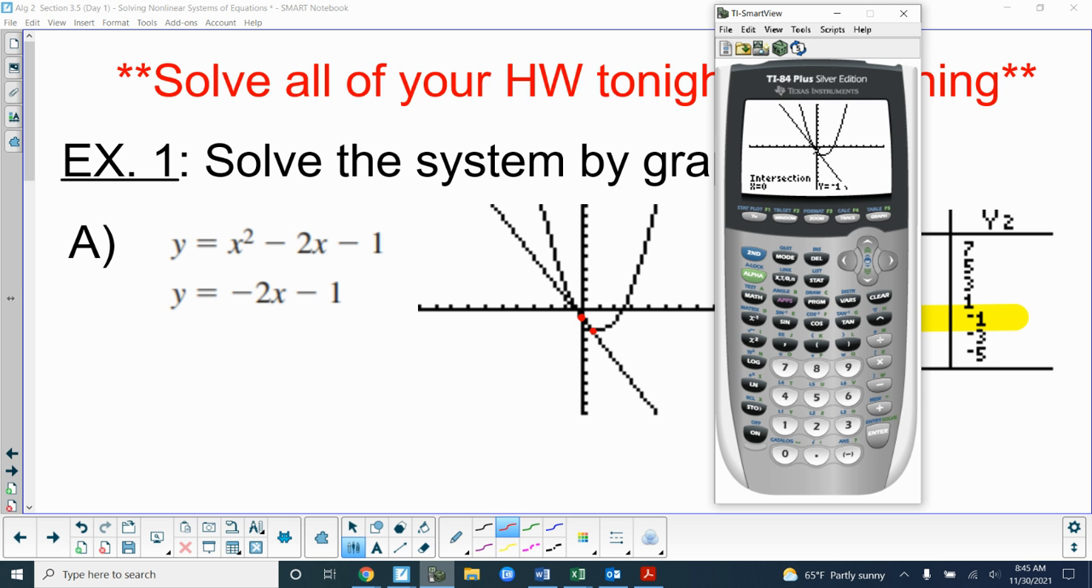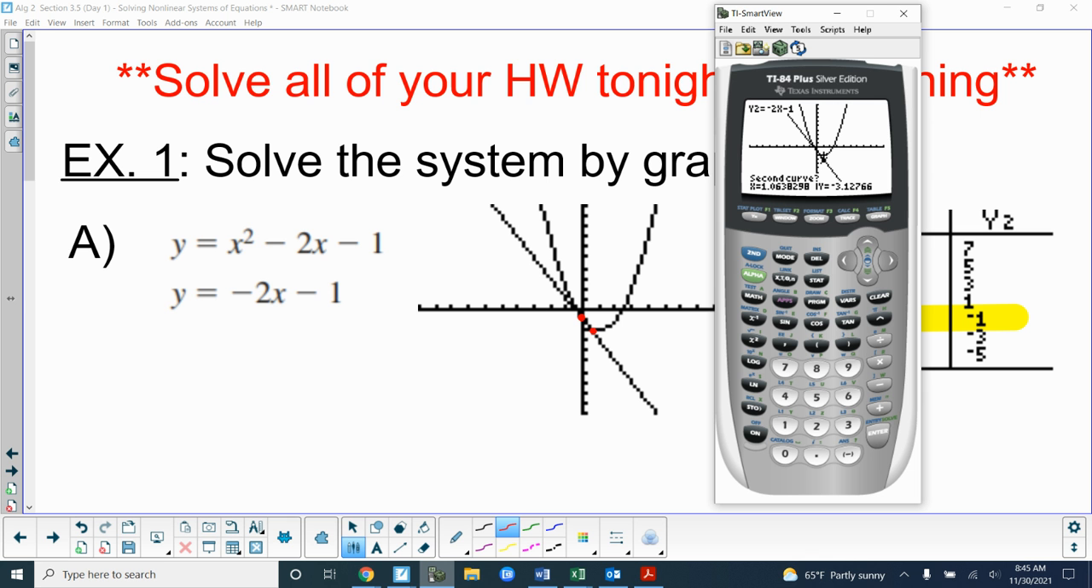Okay, so we're going to hit second trace again. Number 5 for intersection. Okay, and I'm going to move it to the right a little bit. And it's going to go along the parabola. See it moving along the parabola? Hit my right arrow key a couple times. I'm going to get close to the vertex there. I'm going to hit enter.